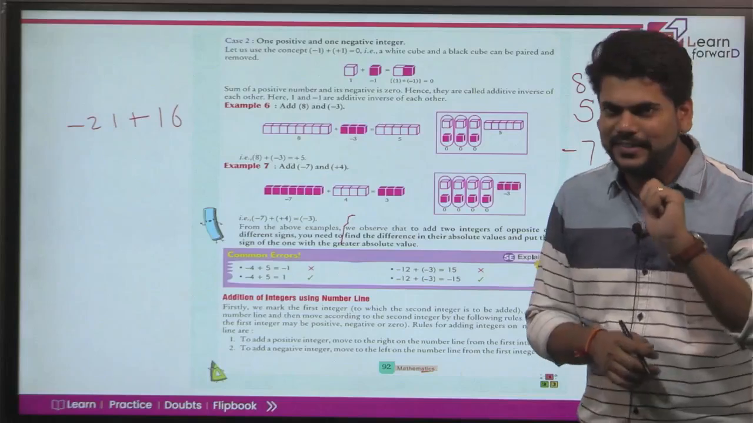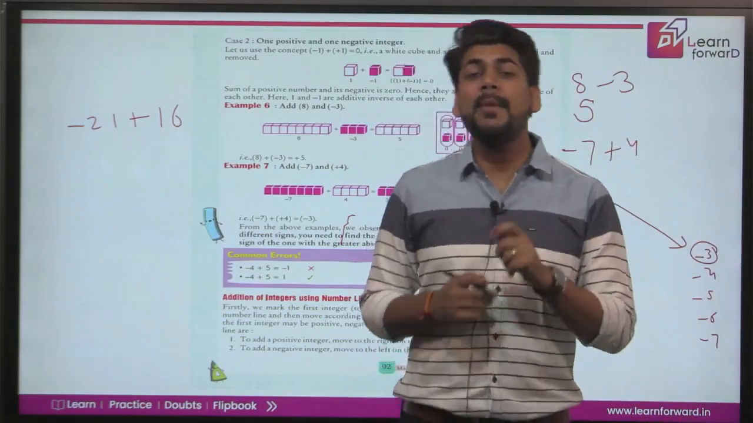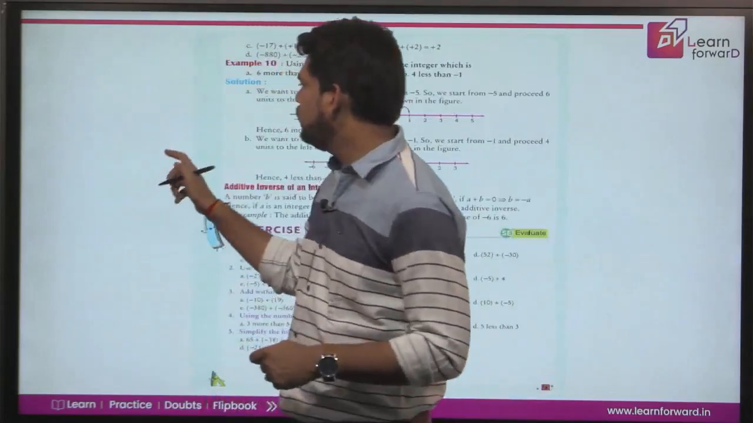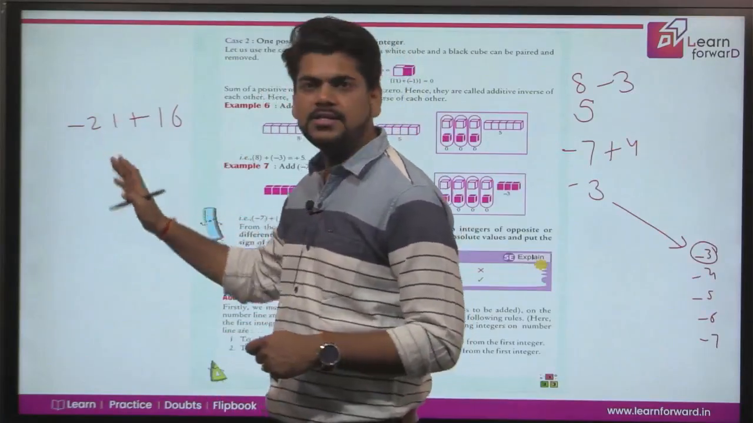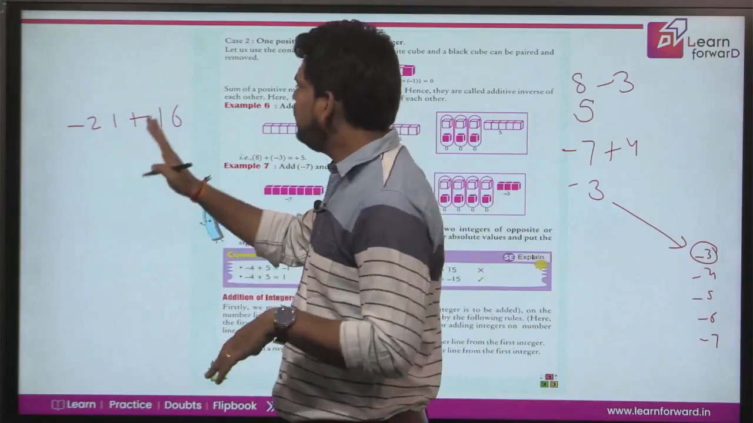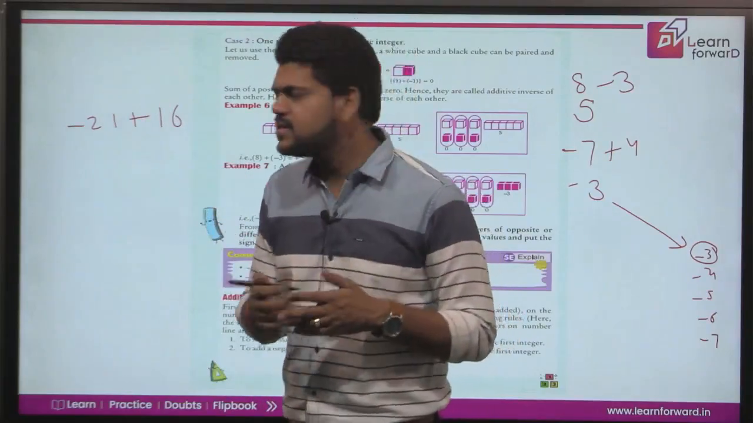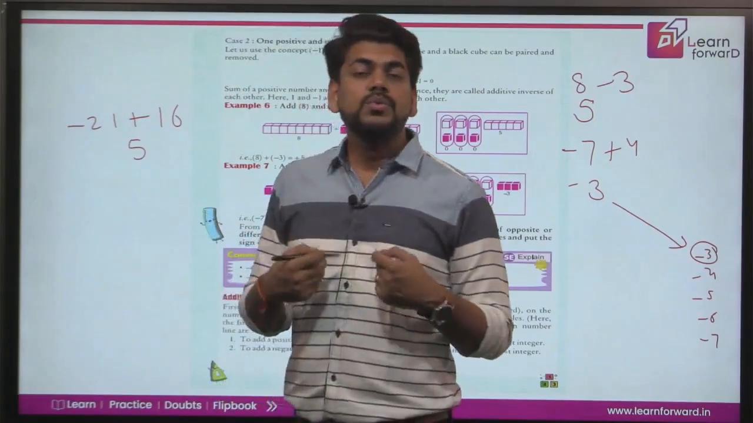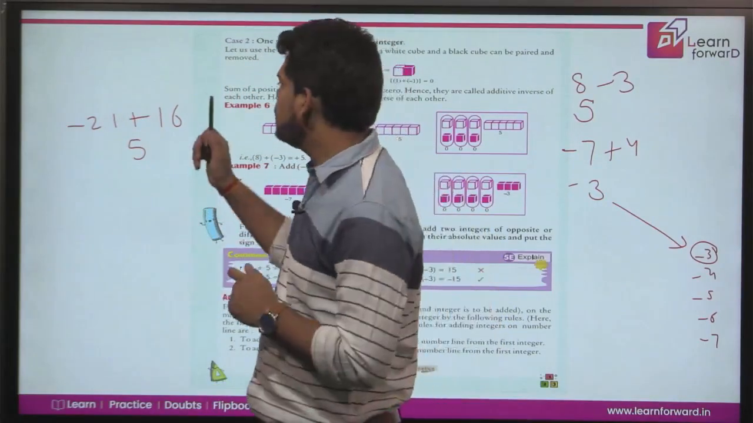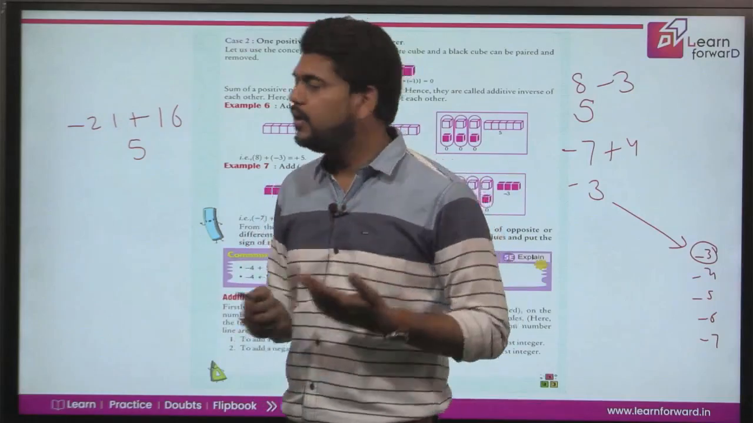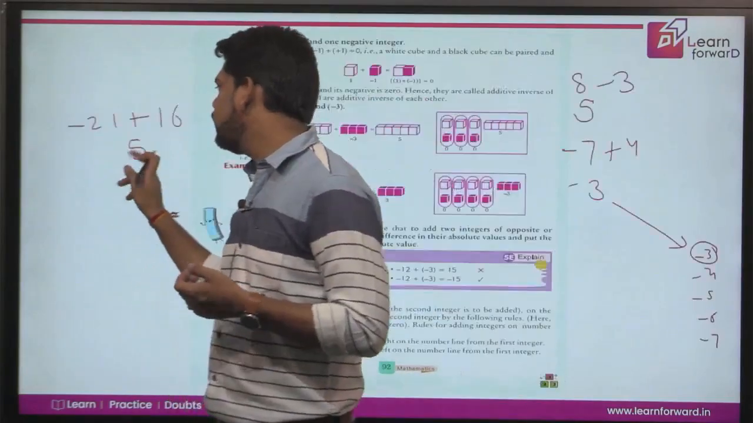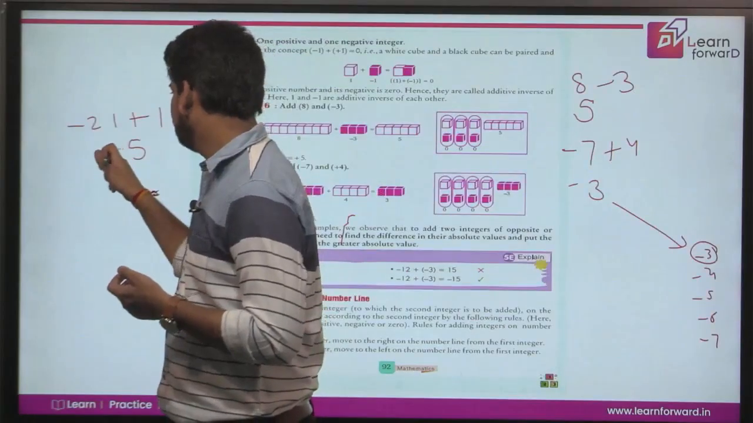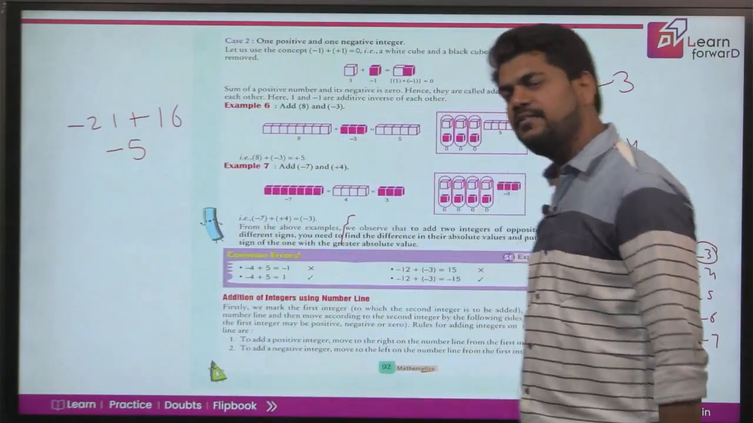You are incorrect. How many of you got the answer minus 5? You are correct. See, plus minus, since both are opposite signs, plus minus minus. 21 minus 16, how much is this? 5. Which sign will we put, of the greater number? Which one is greater, 16 or 21? 21. Since 21 is negative, our answer will also be a negative number. So the answer is minus 5.